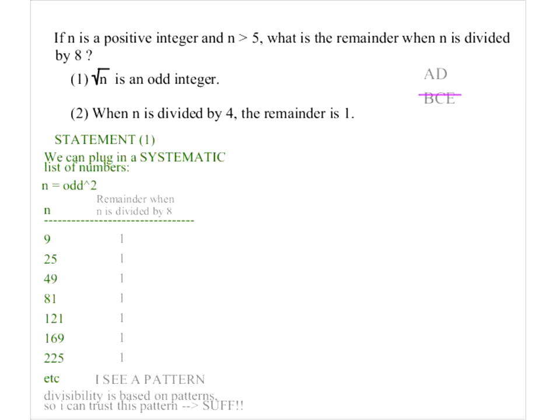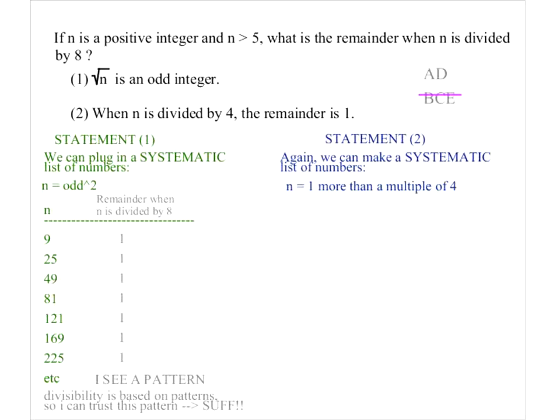Okay, statement 2. Again, this is a very systematic list that we can make. Just all the numbers that give you that remainder. So, again, we can make a systematic list of numbers, because n is 1 more than a multiple of 4. That's how you get this to happen.